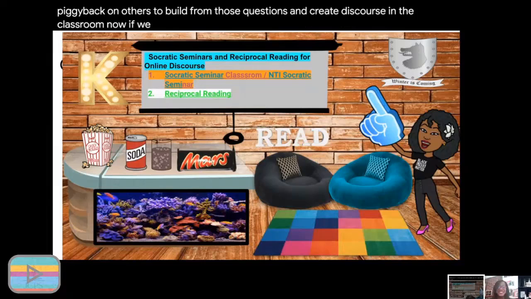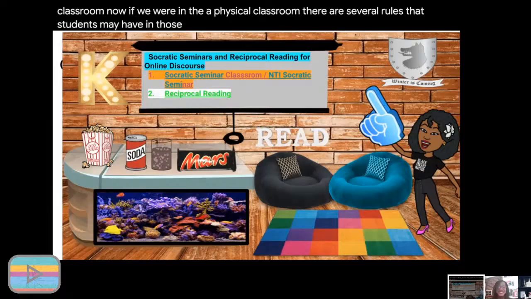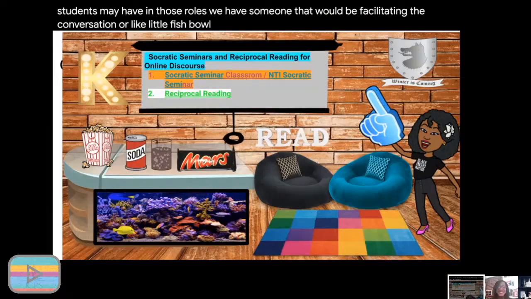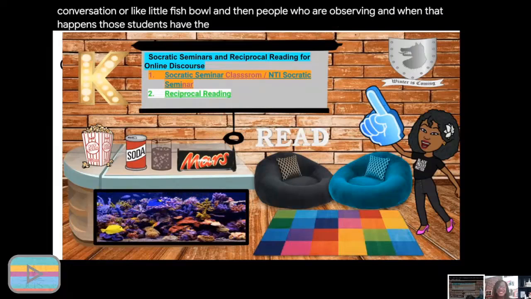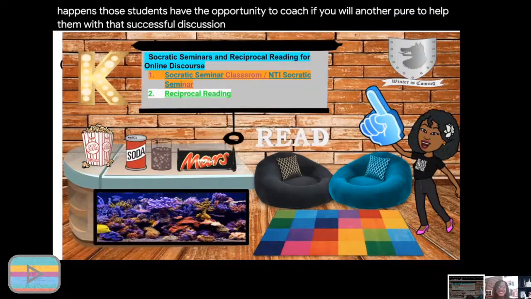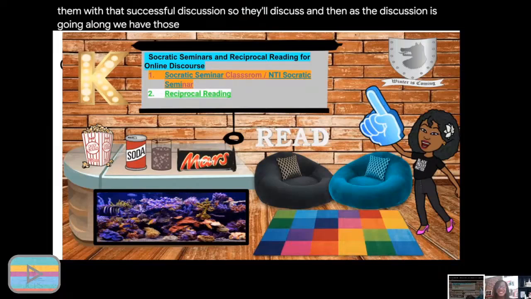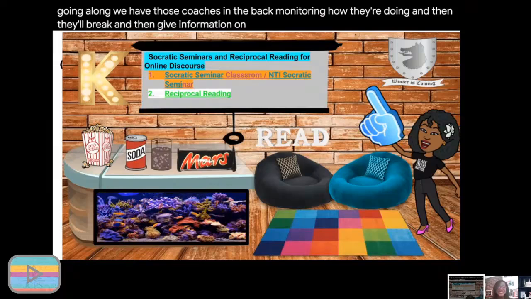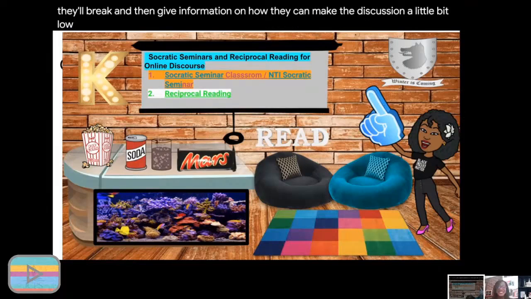Now, if we were in the physical classroom, there are several roles that students may have. In those roles, we have someone that will be facilitating the conversation, like a little fishbowl, and then people who are observing. And when that happens, those students have the opportunity to coach, if you will, another peer to help them with that successful discussion. So they'll discuss, and as the discussion is going along, we have those coaches in the back monitoring how they're doing. And then they'll break and give information on how they can make the discussion a little bit wealthier.